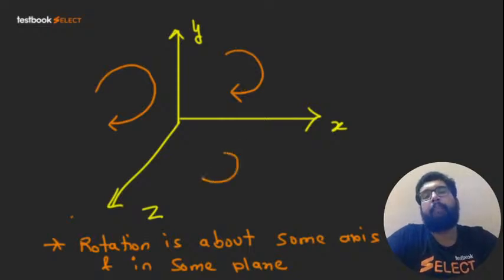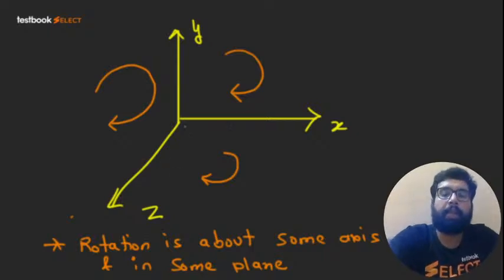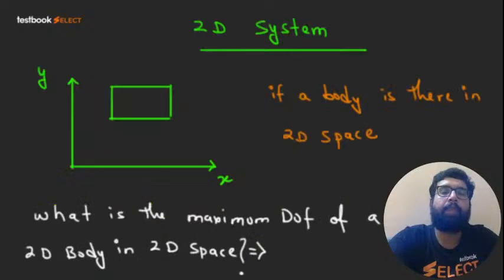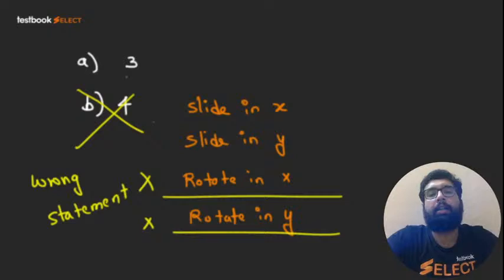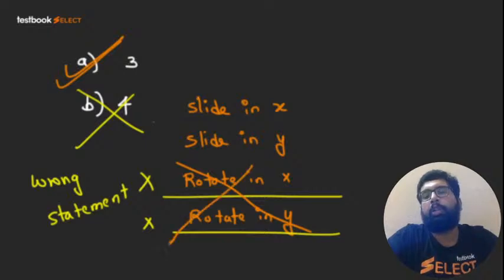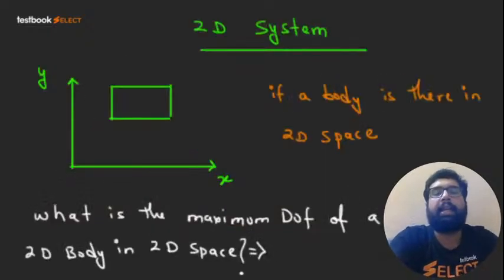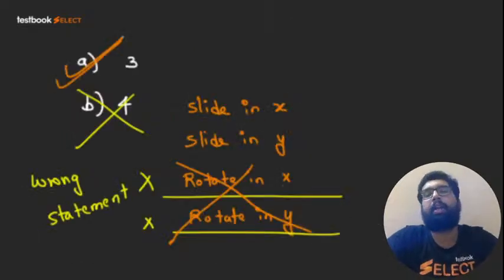And rotation happens about y means the rotation is taking place about horizontal axis in xy plane. So when I say this body, this body actually, this is the correct one. So this body, this is wrong. So this body will slide in x direction. This can slide or reciprocate in x direction. It can reciprocate or slide in y direction.